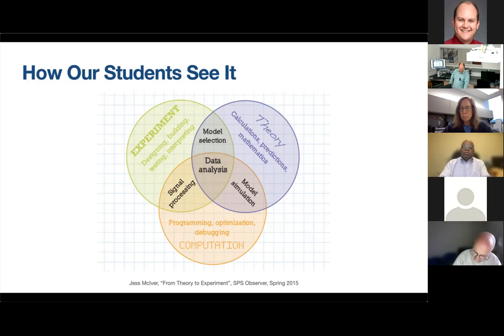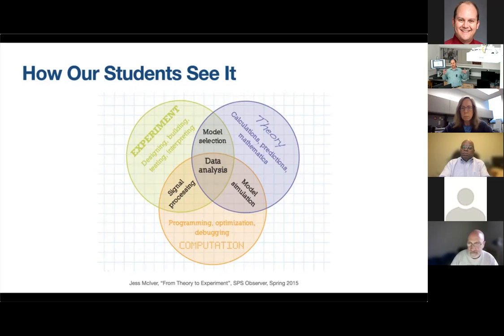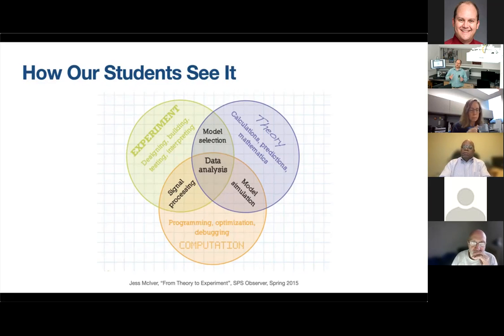And this really has sort of boiled down into the way our students experience their upper division coursework in physics. So this is actually from a paper in the SPS Observer, which if you've ever perused it, is a great place to go to see how our students are thinking about us, because it's full of articles written by students to other students. And obviously they know that faculty can see it, so it's not like we're eavesdropping on their conversations, but in some sense we are.